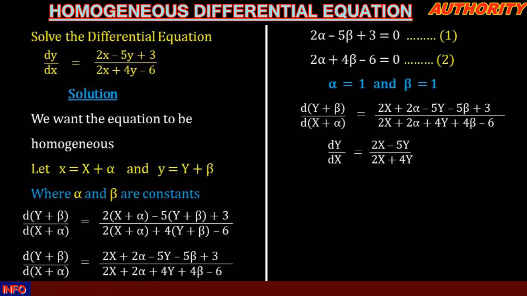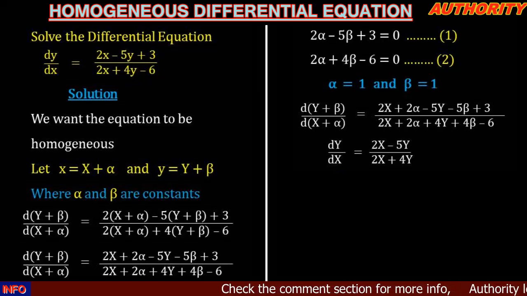That means we are going to have dY/dX equal to (2X minus 5Y) all over (2X plus 4Y). When you place 1 into the function, this is what you are going to have. Please, I want you to try it. We can see that what we have here now, dY/dX equal to (2X minus 5Y) over (2X plus 4Y), is a homogeneous function.